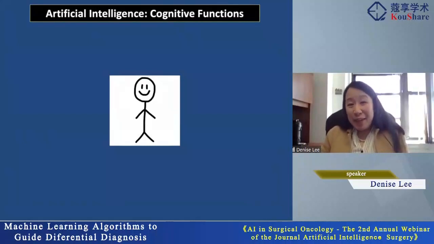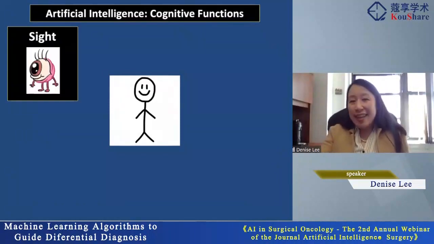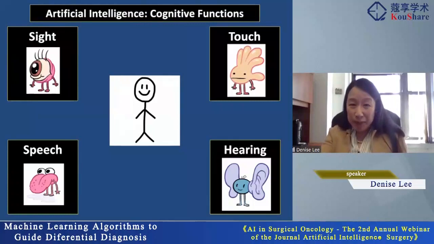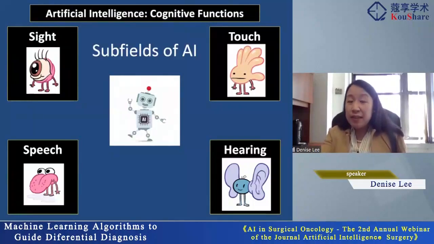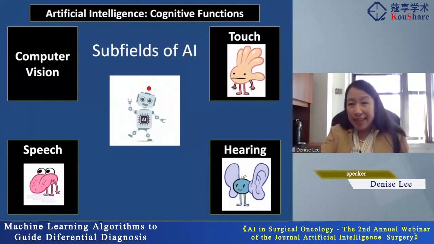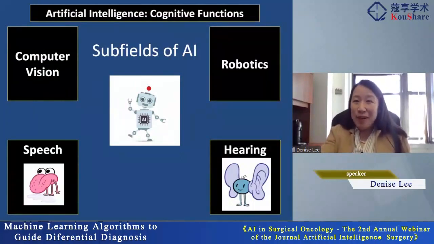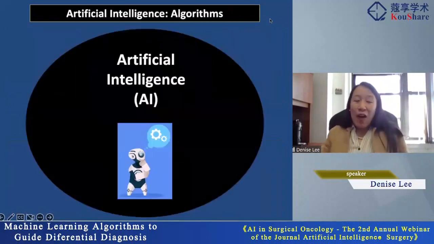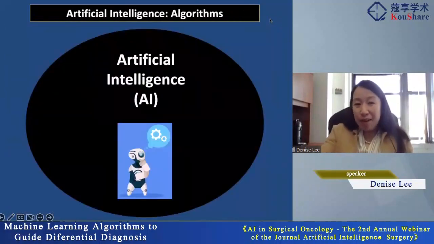When we think about a human, what are the different senses that we use to interact with the world around us? We have sight, we have touch, hearing, and speech. And when we replace a human with a machine, we get these different subfields of AI. With sight, we have the field of computer vision, and with touch, we have robotics, and with speech and hearing together, we have the field of natural language processing. So artificial intelligence is a very big, broad topic.